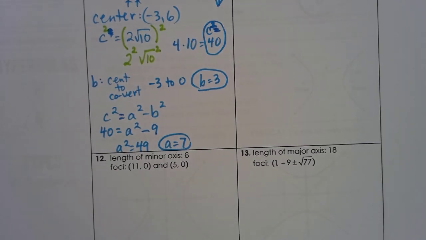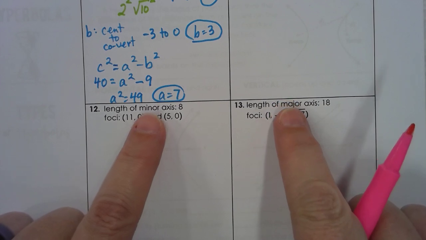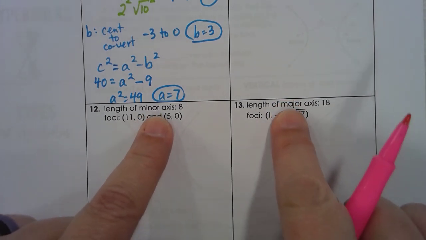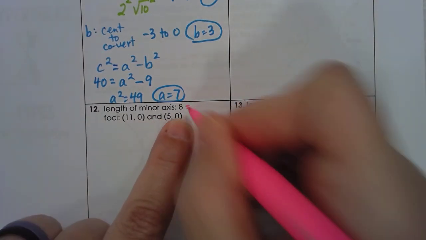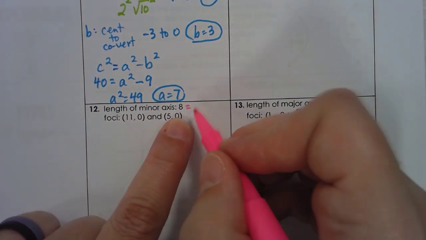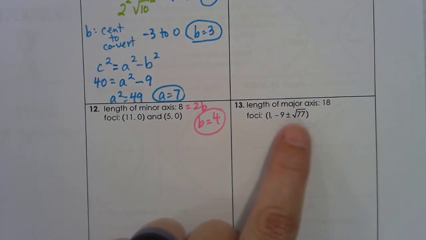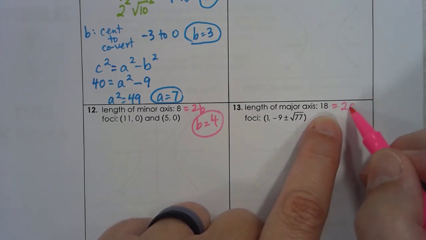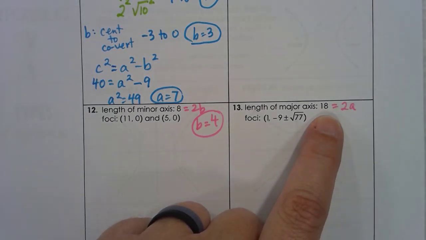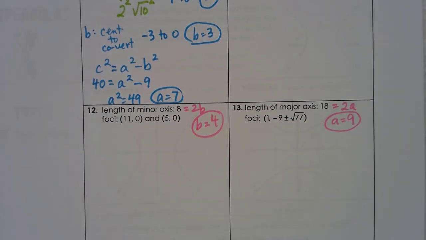Yep. All right. So 12 and 13, they give us the length of the major or the minor axis. Do you remember which one is which? Which letter? Minor is going to equal 2B. So B is going to be 4. Major axis is 2A. So 2 times what makes 18? So A will be 9. And then you could do your other stuff, right?